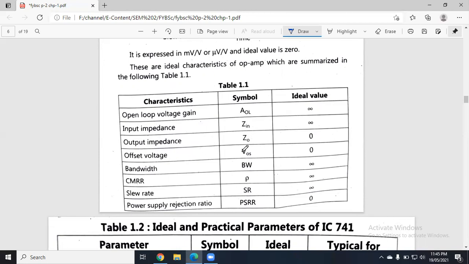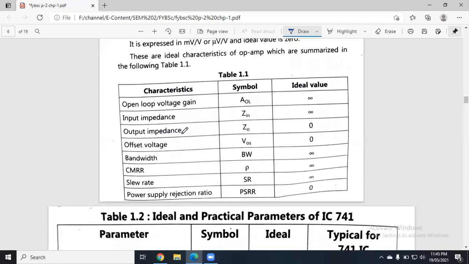Offset voltage, VOS. Its ideal value should be 0. Bandwidth is denoted by BW. It should be infinite. CMRR is denoted by the symbol sigma. Okay. And its ideal value should be infinite. Slew rate, SR, infinite. PSRR, power supply rejection ratio, should ideally be 0. All right. If you memorize this chart, you will be able to write all the questions related to the ideal and practical characteristics of op amp.